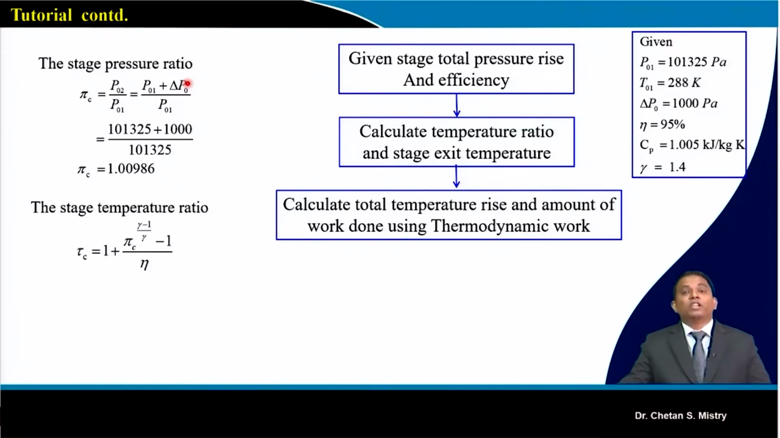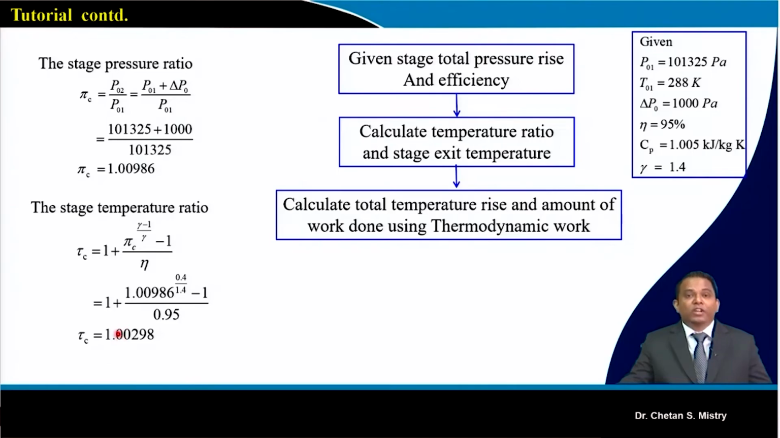Now based on this pressure ratio, we can calculate what will be our temperature ratio. Here this temperature ratio we are correlating in terms of my pressure ratio and efficiency. So these two are known to me. If I put these in, that will give me my temperature ratio as, say, 1.00298.